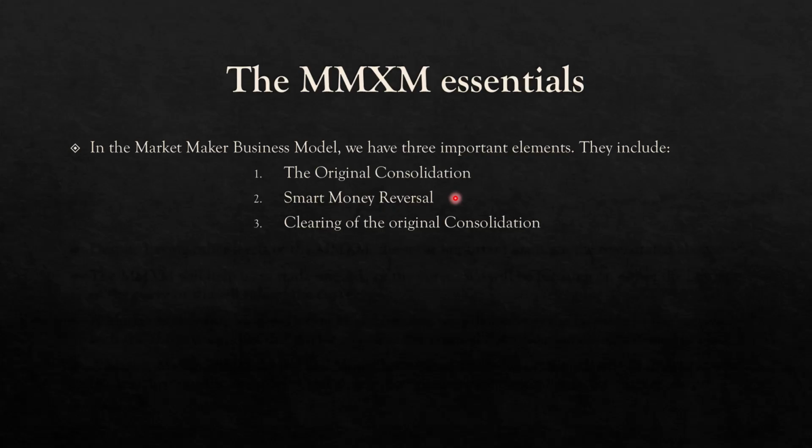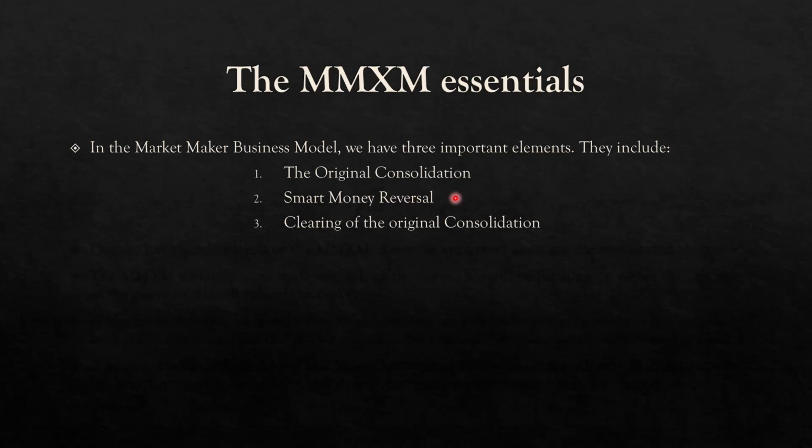And the reversal can occur at a significant PD array, can be above an old high for a market maker sell model or below an old low for a market maker buy model, or it can dive into a bearish order block for a market maker sell model or a bullish order block for a market maker buy model, or any other key reference point, like the mitigation blocks, maybe closing into a gap or a fair value gap.